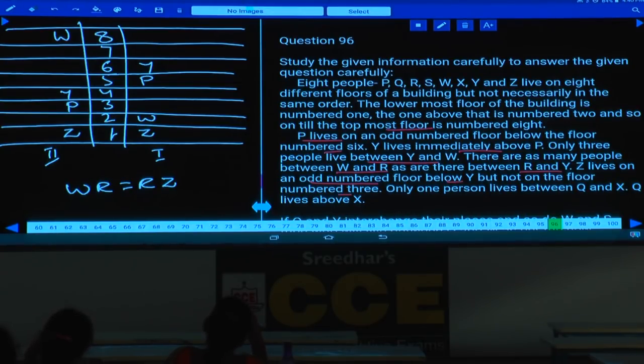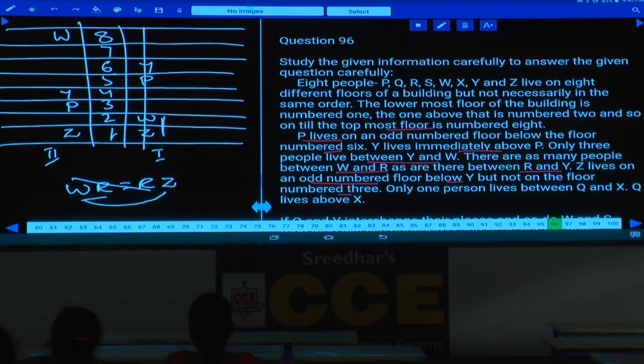As Z is on the 1st floor, then W and R: the number of persons between W and R equals between R and Z. Between W and Z, who must be there? R must be there. But as here W and Z are adjacent to each other, this case is invalid in case 1.